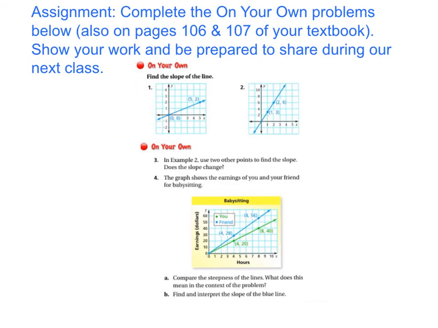Your assignment for this lesson is to complete the On Your Own problems below. They are also located on pages 106 and 107 of your textbook. Show your work and be prepared to share during our next class.